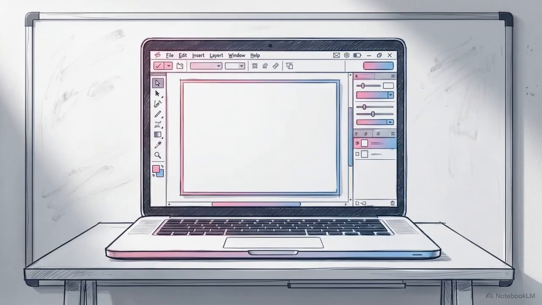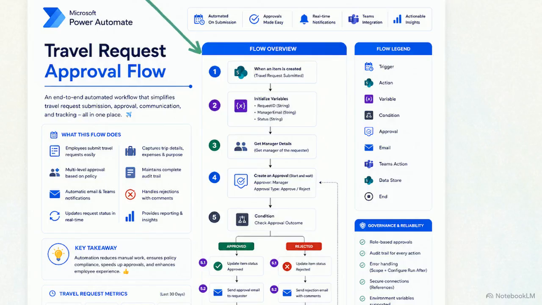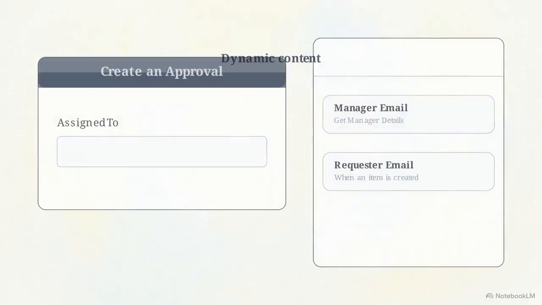Step 1 is to open the Power Automate canvas and connect it directly to the SharePoint list we've prepared for travel requests. Looking at Step 1, our primary trigger starts the engine when a form is submitted. Next, we initialize variables for the request ID and connect to the directory to dynamically pull the manager's email to route the request. Precision is vital here.